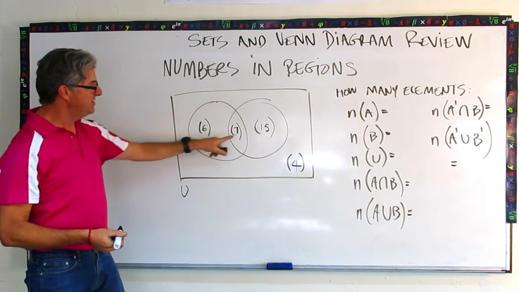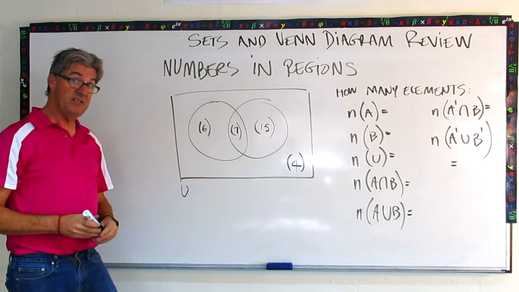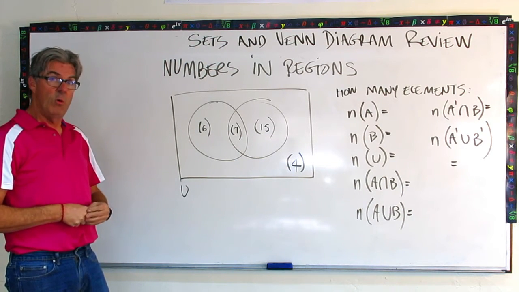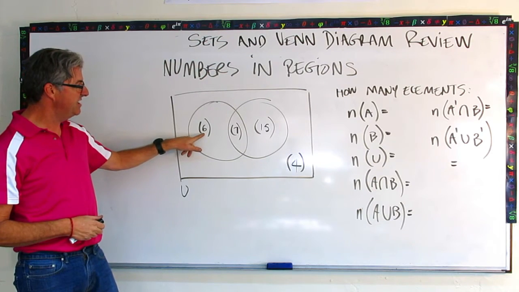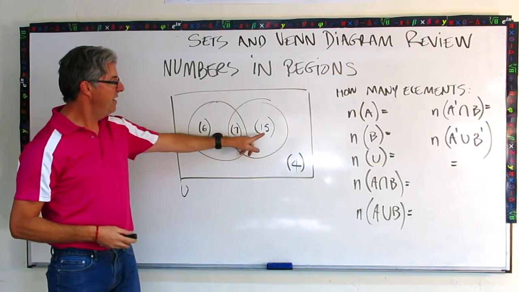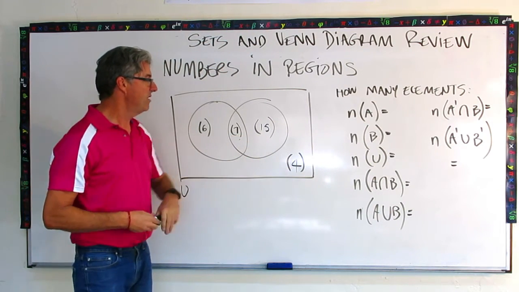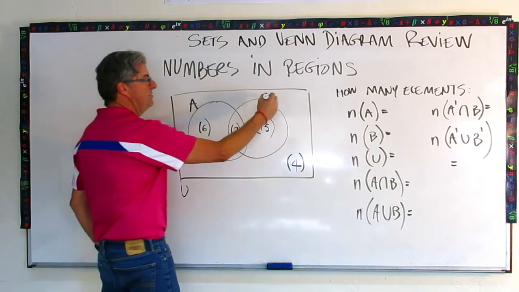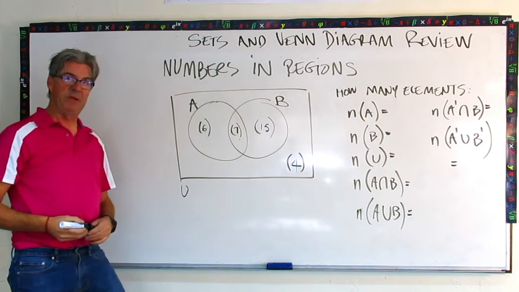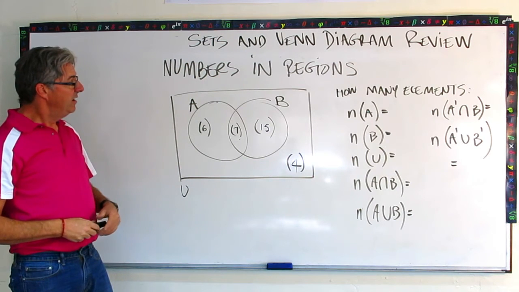When you see numbers in parentheses in a set diagram, in a Venn diagram like that, what it means is that there are 6 things here, 7 things there, 15 things there, 4 there. And let me do my labels. These are sets A and B, okay?